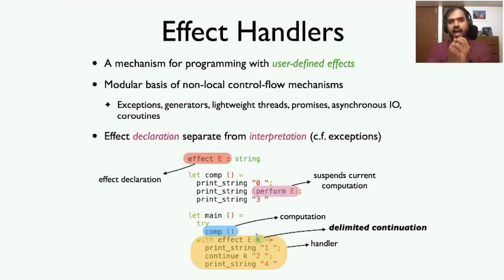So the suspended computation is reified into a delimited continuation, and what you have in hand is a way of resuming the suspended computation. We use the continue primitive to resume it, by saying continue this continuation with some value. Here it is a string, because the original declaration said if you perform this effect E, you should get back a string. So when you resume this continuation, you give it a string, which continues the execution where it left off.